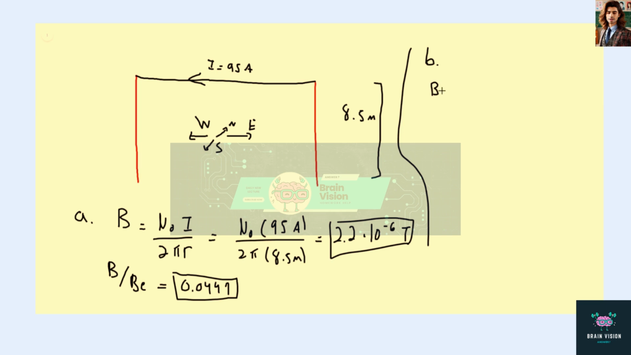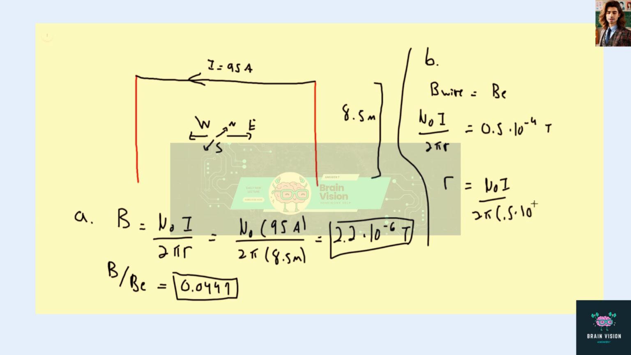So I can just say that B from the wire needs to equal B from the Earth for those to cancel. So B from the wire is just mu naught times I over 2 pi r. And so this is the r we want to find now. And that'll just equal the Earth's value, which is 0.5 times 10 to the minus 4th Teslas. And so we can solve for r then pretty easily. And that should just be mu naught I over 2 pi and then 0.5 times 10 to the minus 4 Teslas.